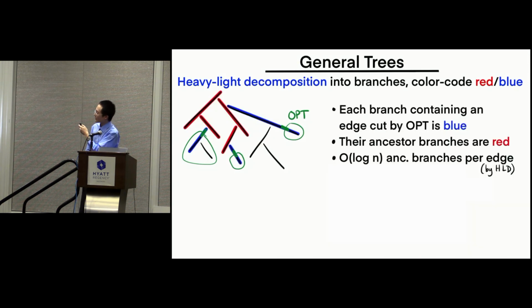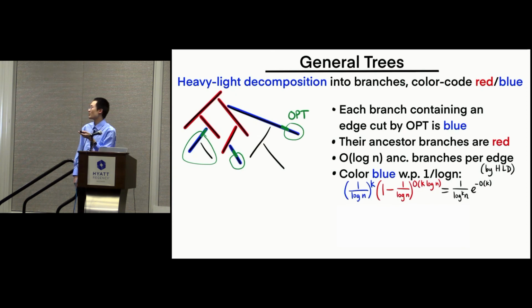We want every branch containing an edge cut by opt to be blue. And for each such branch, we want all its ancestor branches to be red. And by the heavy light decomposition guarantee, there's at most log n ancestor branches per blue branch.